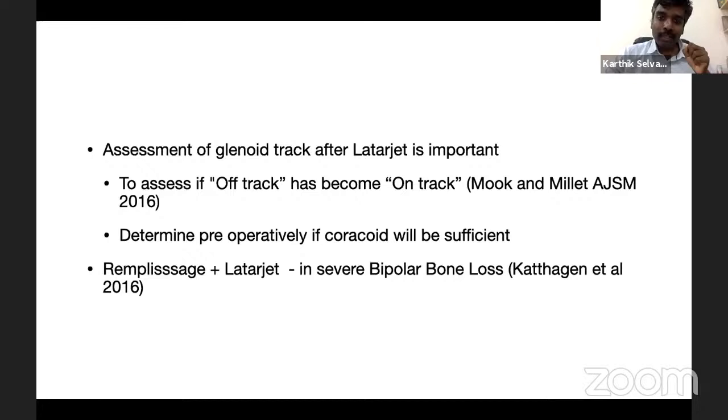So, the algorithm which we follow: less than 0.8 we do Latarjet, but then for the rest of the cases, we follow the algorithm. That's my consensus there. Thank you very much.